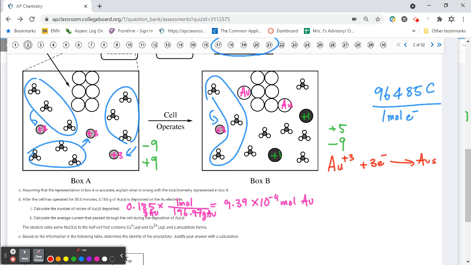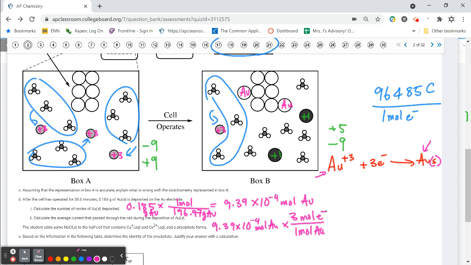So we have 9.39 times 10 to the negative 4 moles of gold here. That is our starting point. And I am going from that to moles of electrons. So for every 1 mole of gold, based on this equation, this is gold solid, I'm using 3 moles of electrons. So it's 3 moles of electrons.